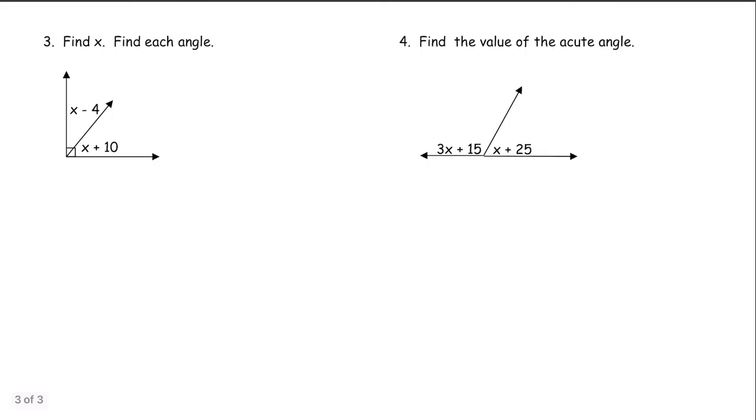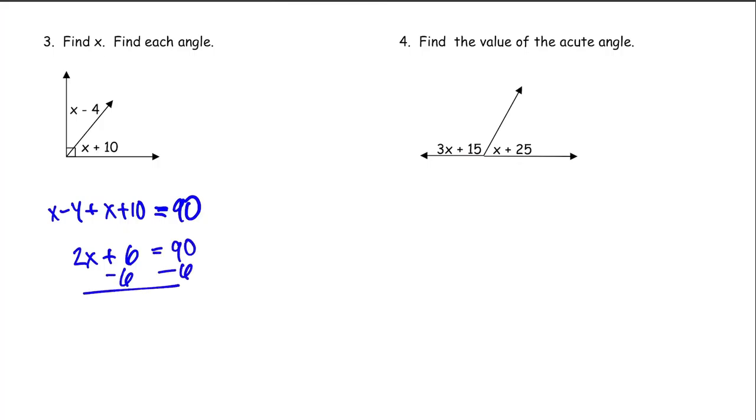All right, last couple we'll do real quick. Find x, find each angle. Review, we actually did this in a word problem, the first example. You need to recognize, well, hey, that's 90 degrees, so that plus that equals 90. X minus 4 plus x plus 10 equals 90. Combine like terms, I've got 2x plus 6, right? It's negative 4 and a positive 10 equals 90. Subtract 6 from both sides. Got 2x equals 84. Then I'll divide by 2.